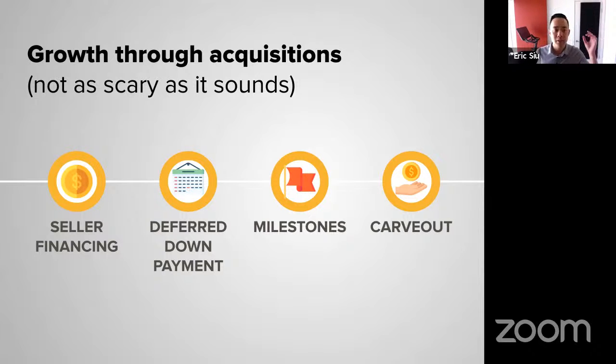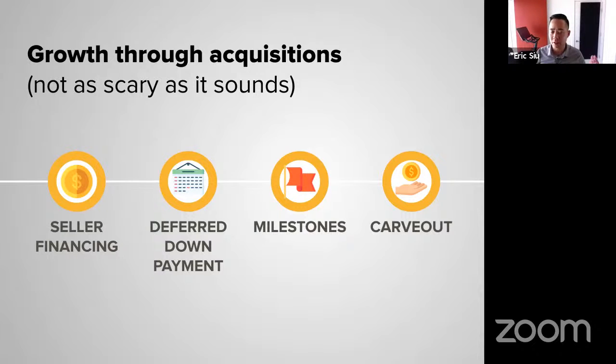If you think about growing through acquisitions, you can actually do a couple of things here, at least in America. You can buy a company, locate a company, do seller financing. You can do a deferred down payment. You could have milestones. You could do a carve out. I'm just giving you a couple of tools in the tool belt, because when you think about mergers and acquisitions, there's over 200 types of tactics that you can use. And this comes from one of my friends, Roland Frazier. He actually has an entire program on this.